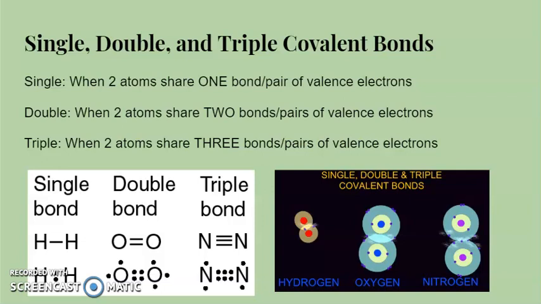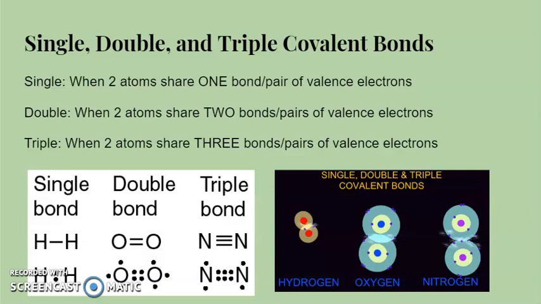Now, there can be single, double, and triple covalent bonds. A single covalent bond is when the two atoms share only one pair of valence electrons. A double is when two atoms share two bonds or pairs of valence electrons. And a triple is when two atoms share 3 bonds or pairs of valence electrons.